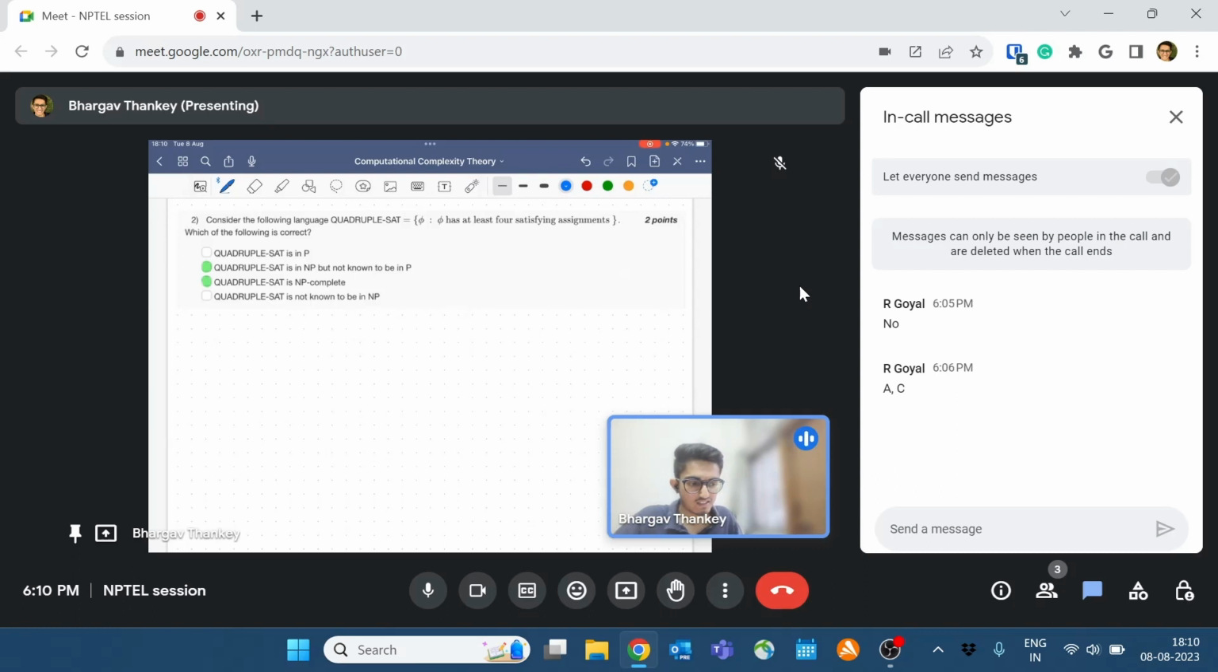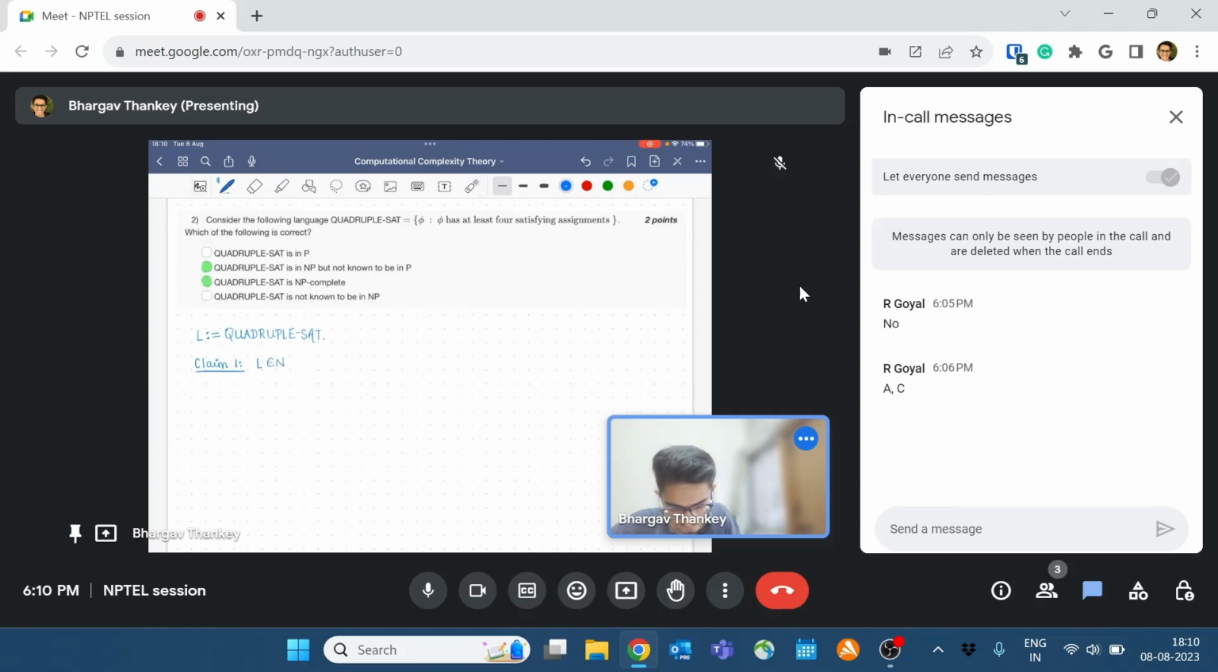Now let's see how to formalize that intuition. Let me define L to be quadruple SAT, so that I don't have to write quadruple SAT all over again multiple times in the proof. First, let's prove that it's in NP.